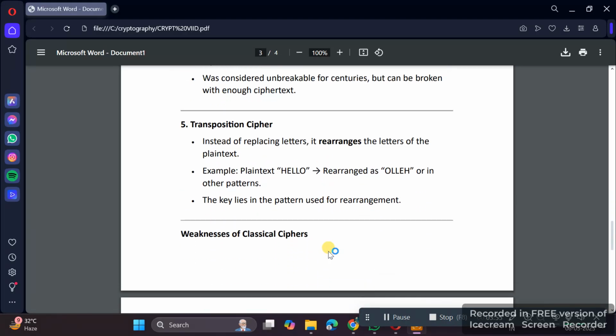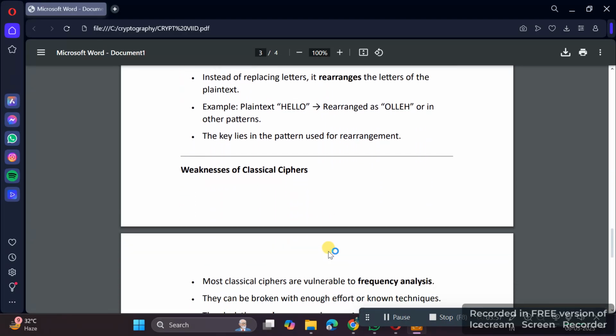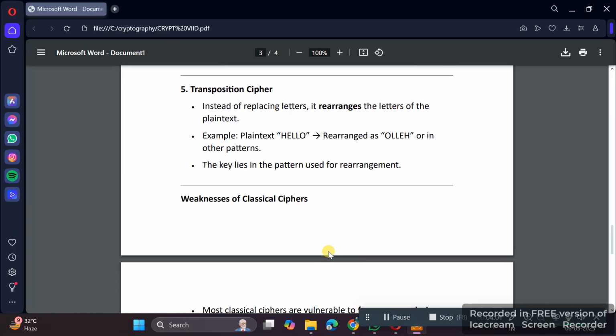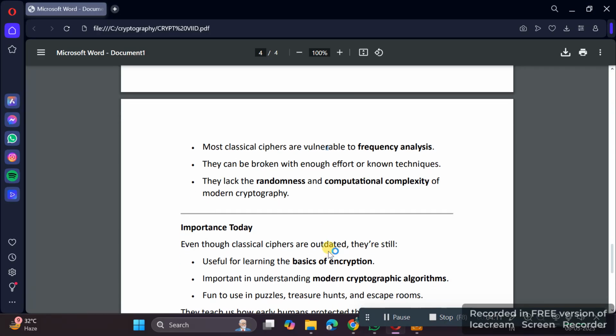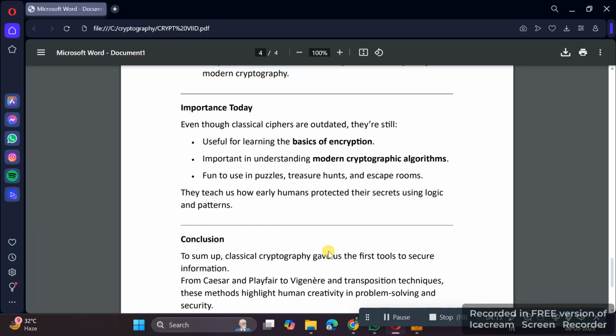Other techniques include the transposition cipher and the substitution cipher. Rearranging letters instead of substituting them is simply known as the transposition cipher. The weakness of classical ciphers is that mostly they are vulnerable to frequency analysis, so they can be broken using this analysis method. To sum up, classical cryptography techniques like Caesar and monoalphabetic represent the early attempts at securing communication.